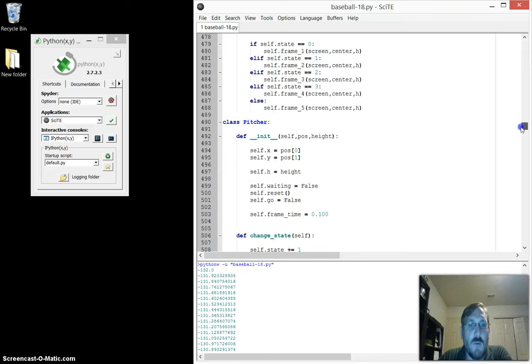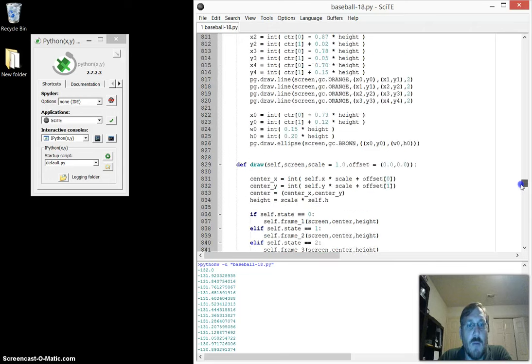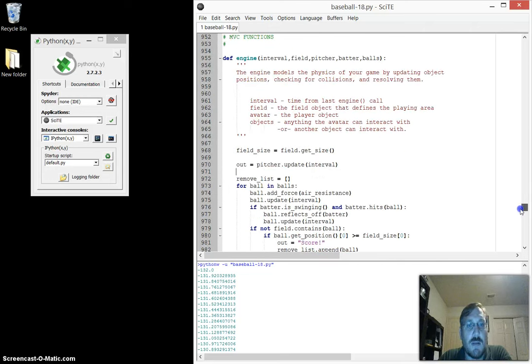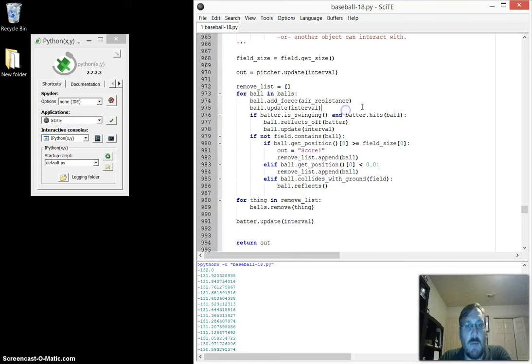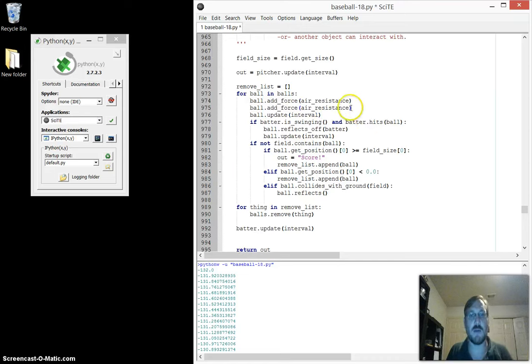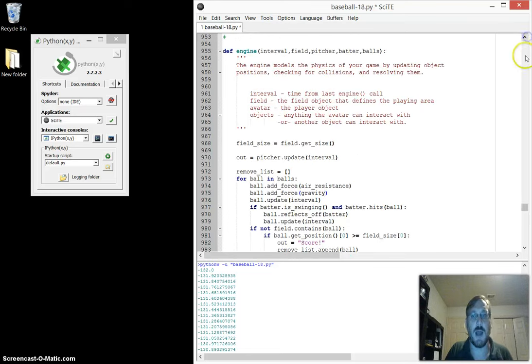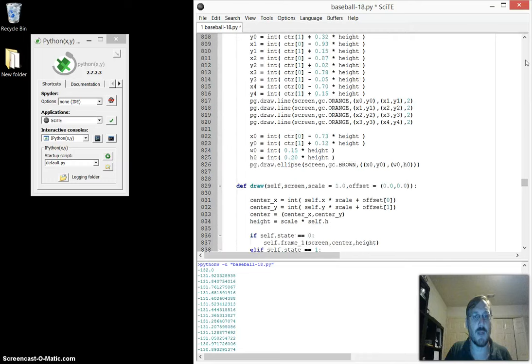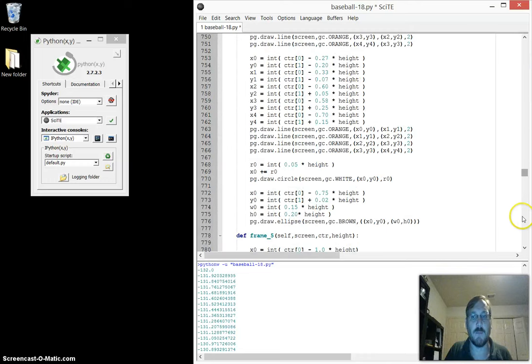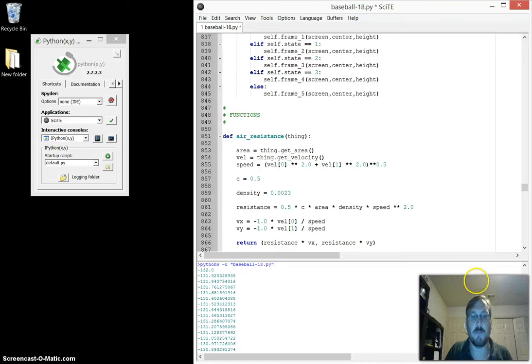So adding in gravity, what do I need to do there? Well, remember when we added in the air resistance, all I did was I said add force air resistance, right? So now that's probably what I want to do with gravity, right? I know what the gravitational force is. We'll add force gravity. Seems simple enough. So how are we going to deal with that? Well, let's go up and look at that air resistance function and sort of base our gravitation function on that.